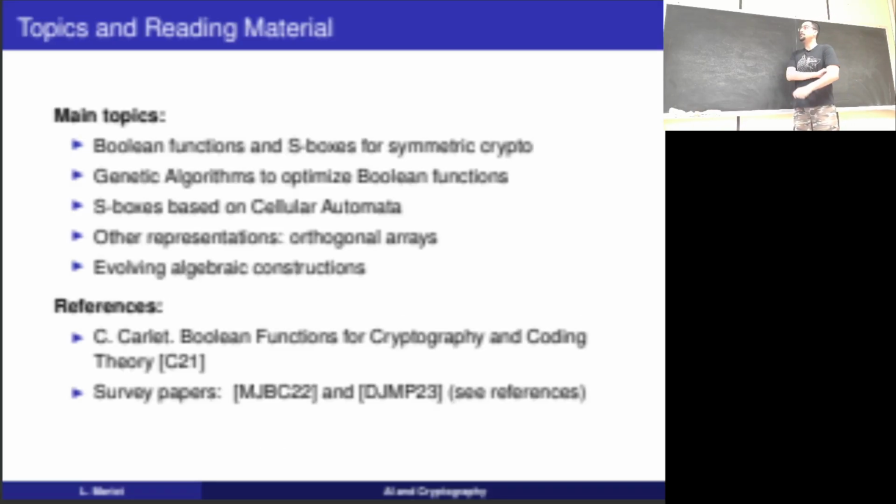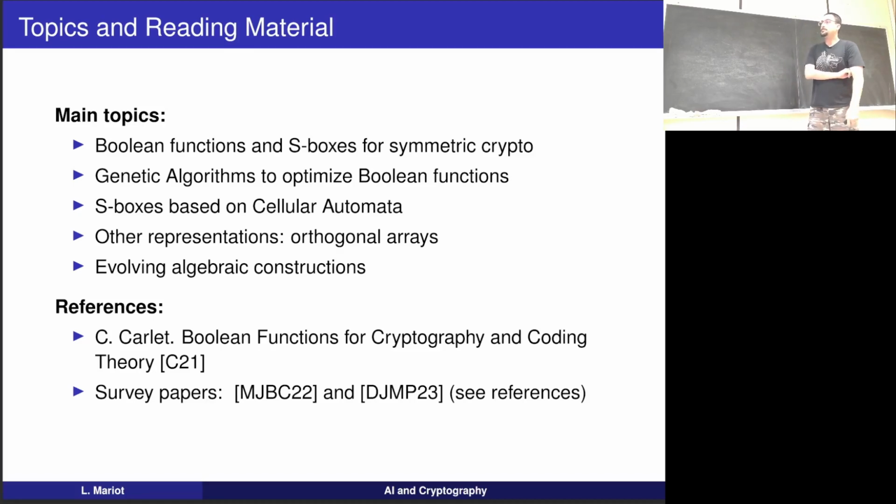So the main topics for today will be broken in two parts, but we will start with an introduction of Boolean functions and Sboxes for symmetric cryptography. We already mentioned Sboxes yesterday for the substitution permutation network, which is a model of block ciphers, and also the security properties that they need to satisfy when used inside these cryptographic algorithms.